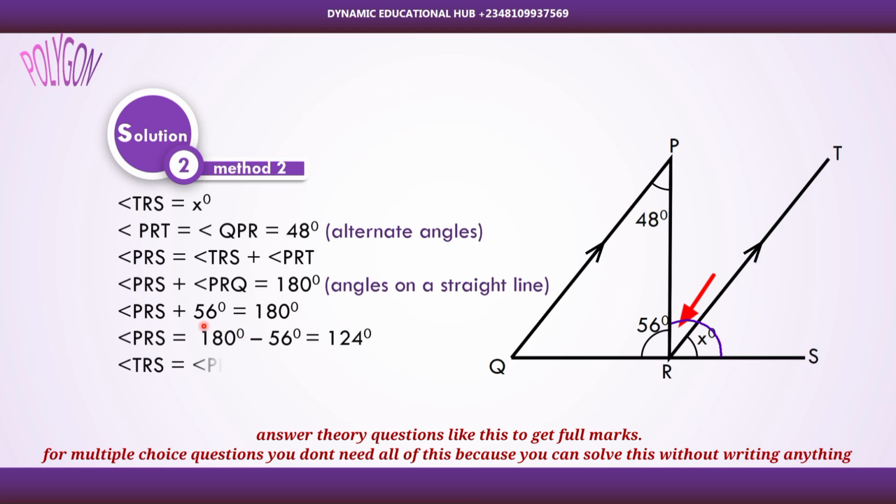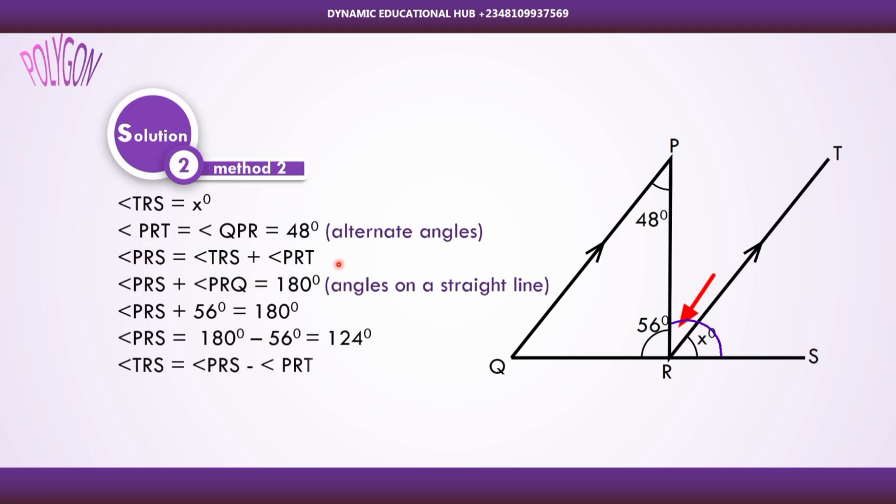Remember this formula over here. So we can make TRS the subject of the formula here. TRS will give us PRS minus PRT. So go ahead and insert the value of PRS and PRT. So we have 124 degrees minus 48 degrees, and that is 76 degrees.